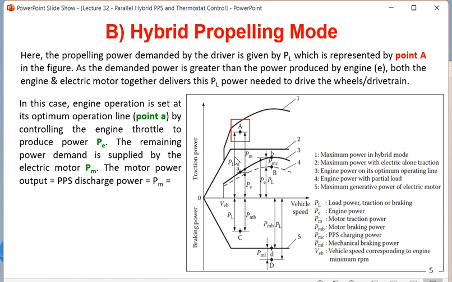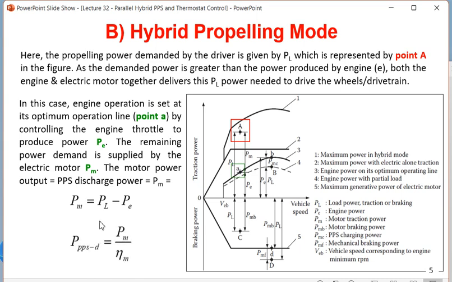The remaining power is given by PM, because PM plus PE is equal to PL. PM power is the remaining power which is supplied by the PPS. So PL is equal to PE plus PM, or PM is equal to PL minus PE. This is what you are finding. But mainly we are more interested in designing the parameters of the PPS source. So PM is equal to PPS, and PM is equal to PL minus PE.